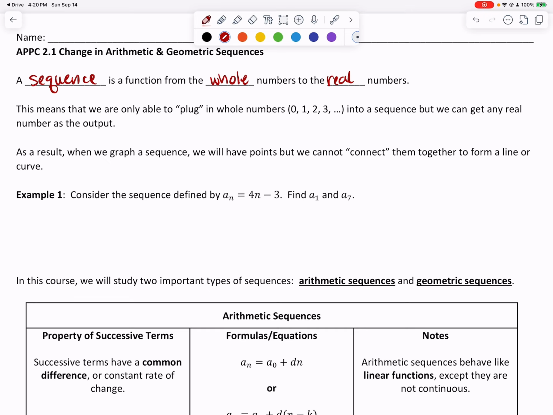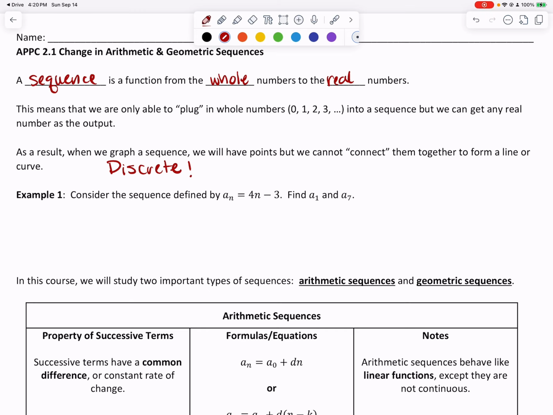As a result, when we graph a sequence, it'll have points, but it'll look more like a scatter plot. We can't connect them to form a line or curve. These are what we call discrete functions. Our functions that we can connect might be referred to as continuous.